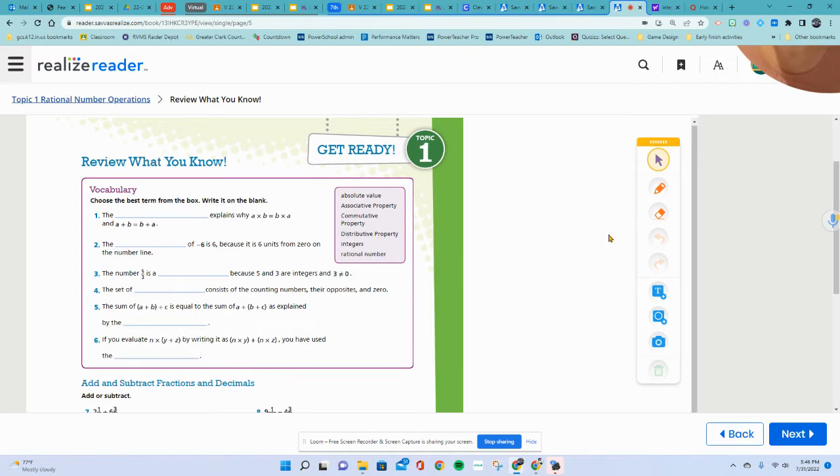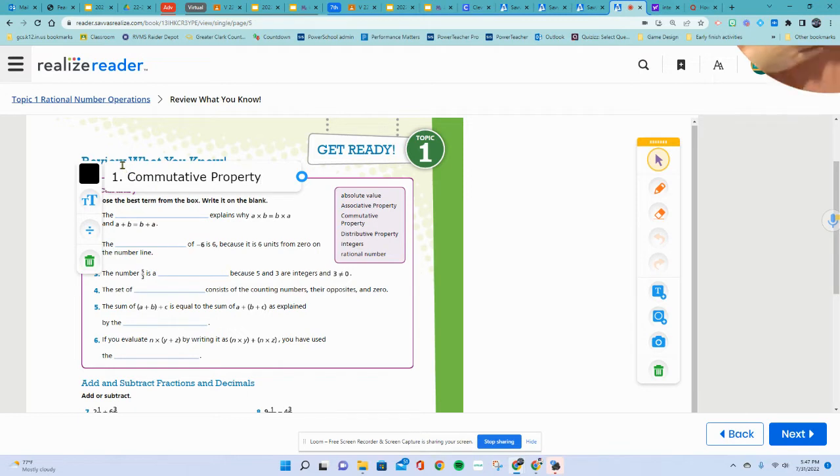So we're going to talk about these sorts of things and type those in. I wish it would let me type where I wanted to. The blank explains why A times B equals B times A, and A plus B equals B plus A. So what you should be able to tell is that the letters just moved. They just moved. So number 1, commutative, is because they're commuting like a little car.